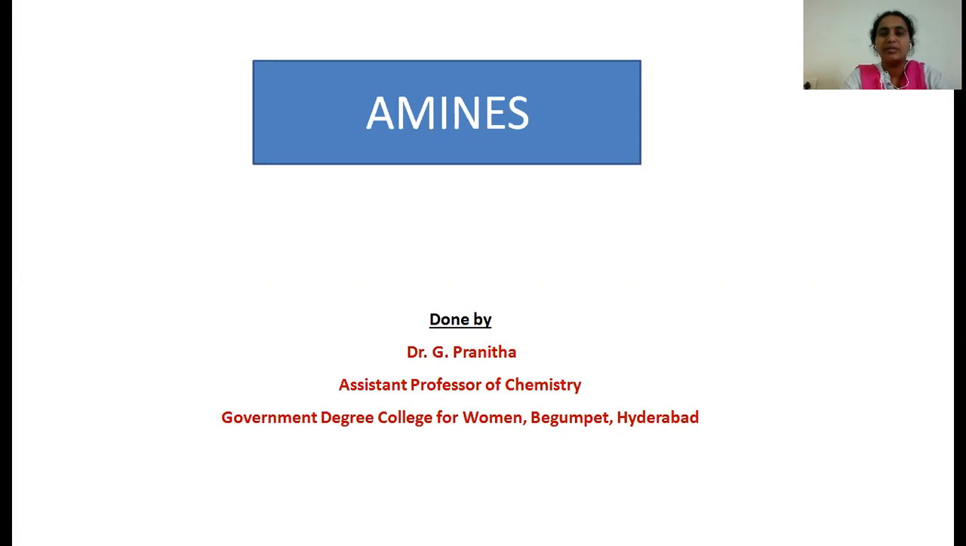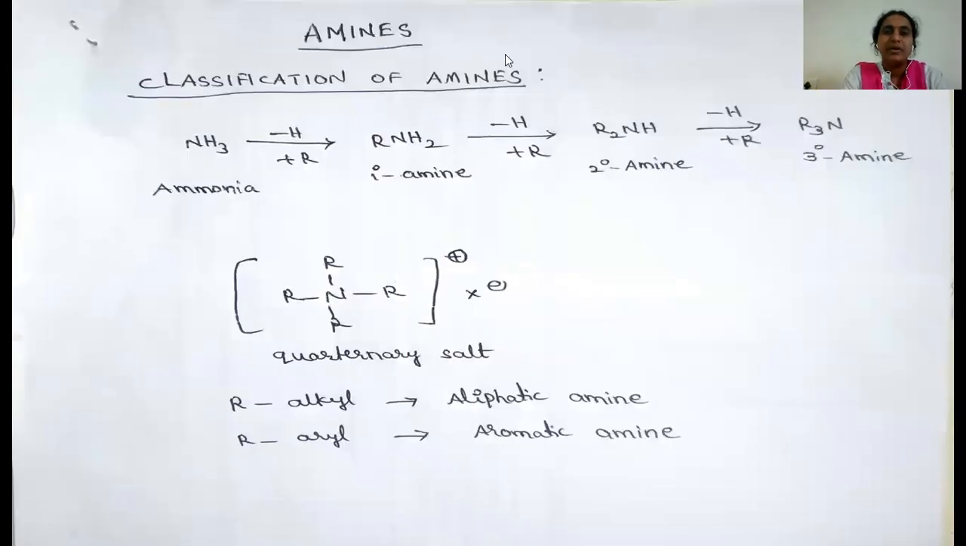Today I am going to explain about amines. This chapter is present in second year organic chemistry as amines, cyanides and isocyanates. Now I am going to explain about amines, classification, nomenclature and preparations of amines. So first let us discuss the classification of amines, or what is the general formula of amines.